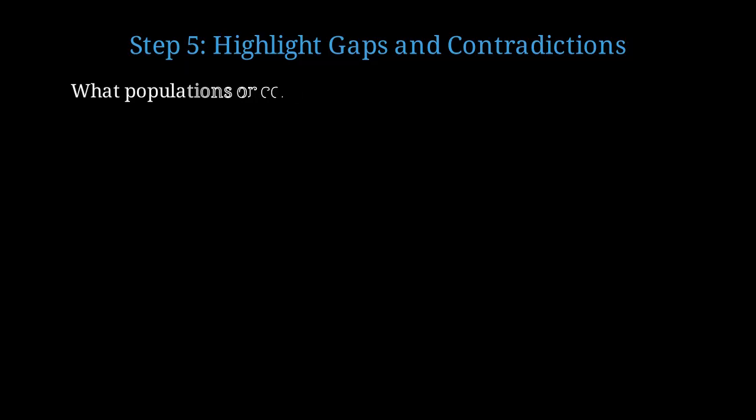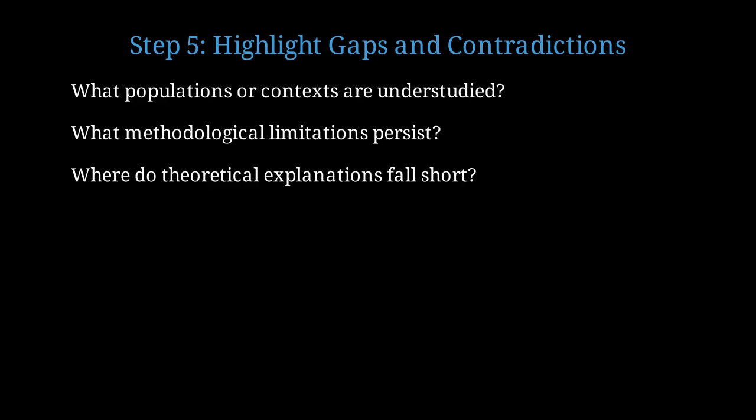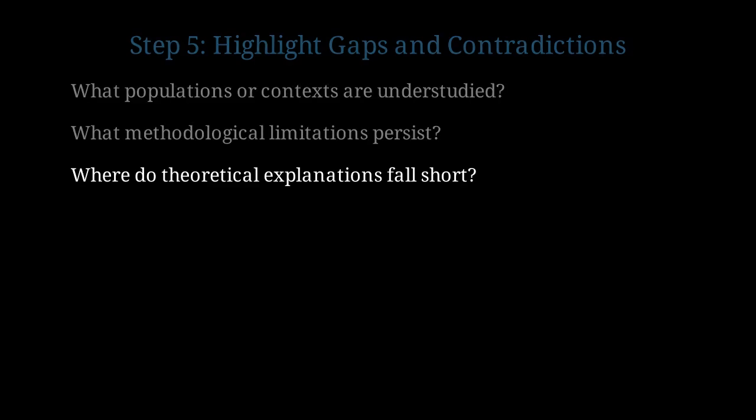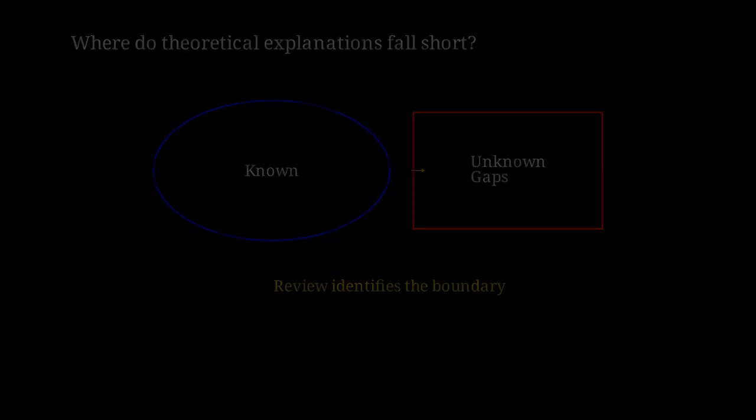Step 5 is explicitly highlighting gaps in knowledge and unresolved contradictions. Ask, what populations or contexts are understudied? Where are there no data? What methodological limitations persist across studies? Are there common weaknesses? Where do theoretical explanations fall short? What phenomena remain unexplained? A good review clearly delineates what we know from what we don't know, helping future researchers focus their efforts.